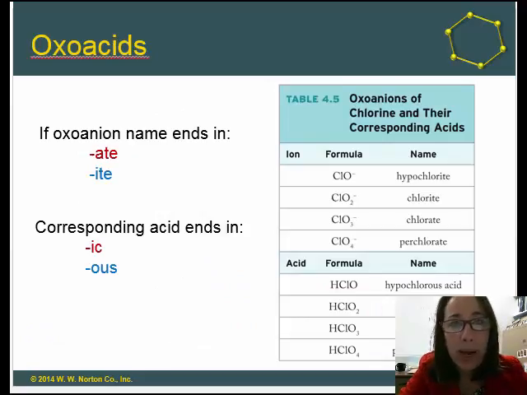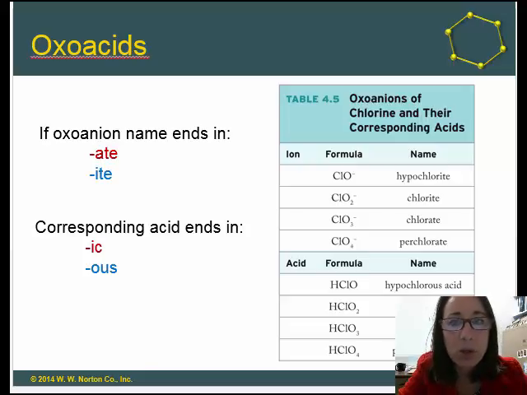Now the next type of acid your text refers to as oxoacids, and this is because they are based on polyatomic ions that have oxygen in them. Now there are 2 items that I want to address. One, the name of the acid depends on the polyatomic ion, and the formula of the acid depends on the polyatomic ion.